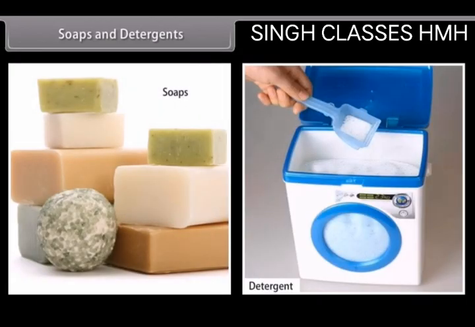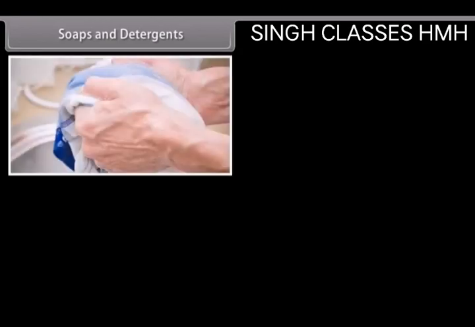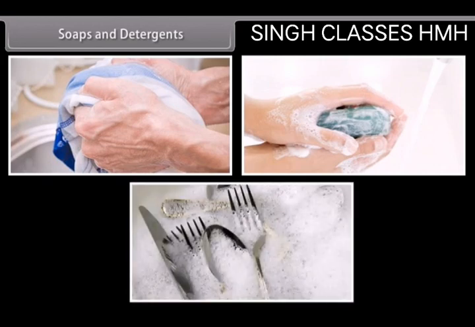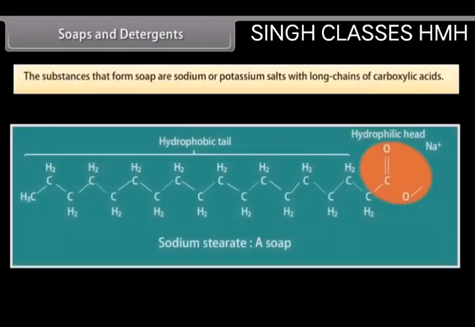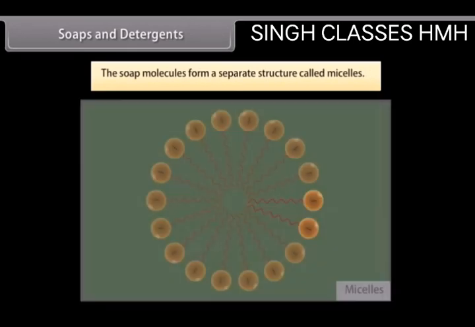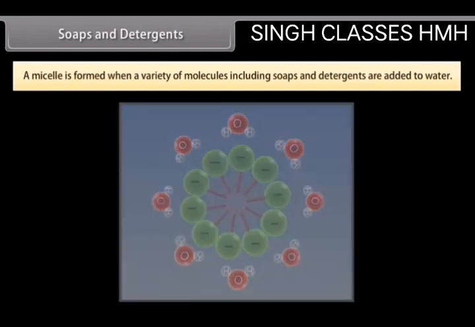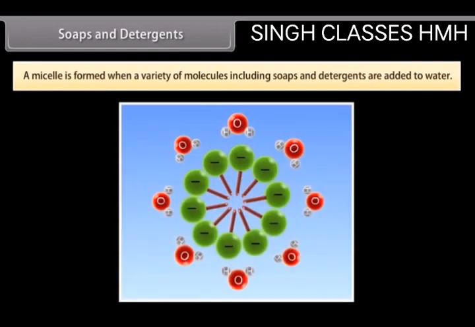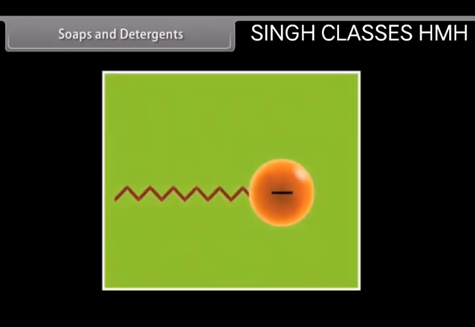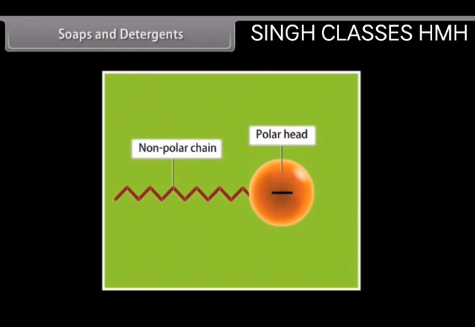Soaps and detergents. Soaps and detergents are used in our daily life to wash clothes, clean hands, clean utensils, etc. The substances that form soap are sodium or potassium salts of long chains of carboxylic acids. The soap molecules form a separate structure called micelles. A micelle is formed when a variety of molecules, including soaps and detergents, are added to water. These molecules must have a strong polar head and a non-polar hydrocarbon chain tail.